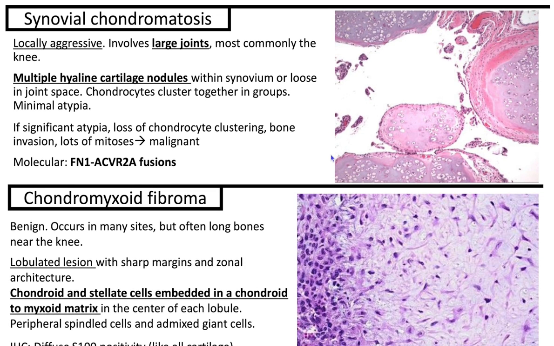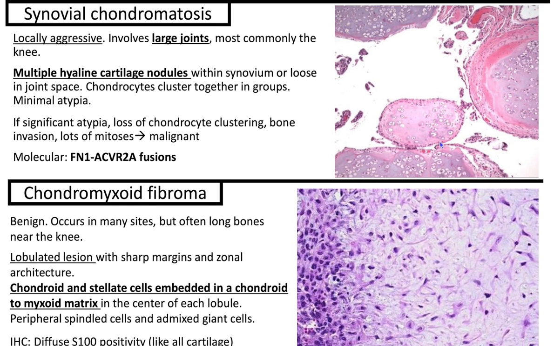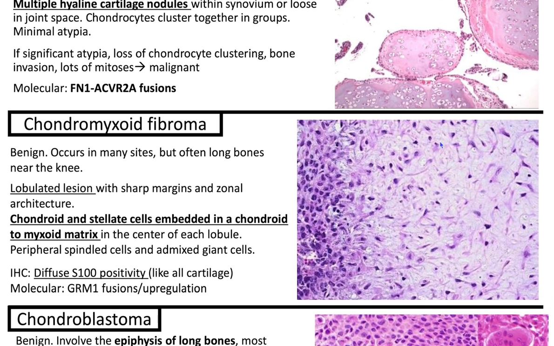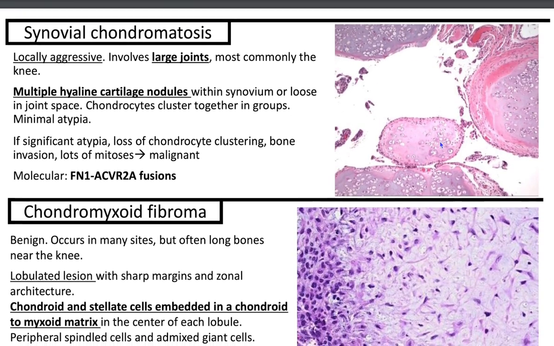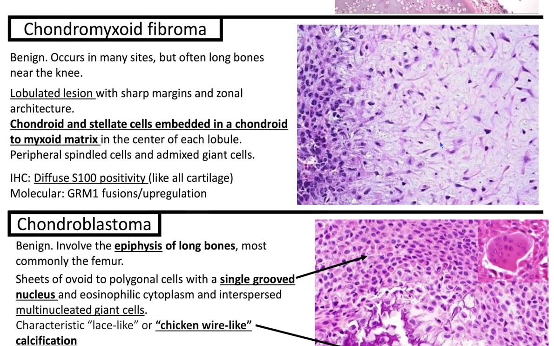Synovial chondromatosis. This is locally aggressive and involves the large joints, most commonly the knee. Histologically, you'll see multiple hyaline cartilage nodules within the synovium or loose in the joint space. The chondrocytes will cluster together in groups, and there's minimal atypia. Molecularly, it's defined by an FN1-ACVR2A fusion. And if there's significant atypia, such as loss of chondrocyte clustering, bone invasion, lots of mitoses, atypical mitoses, you want to think about malignancy. A malignant synovial chondromatosis.